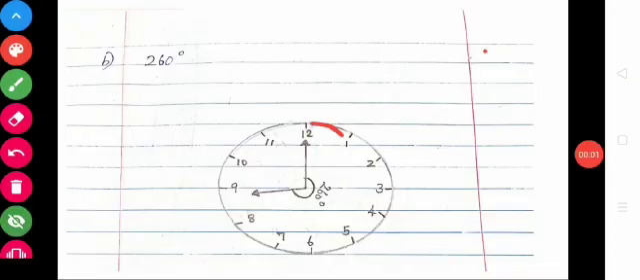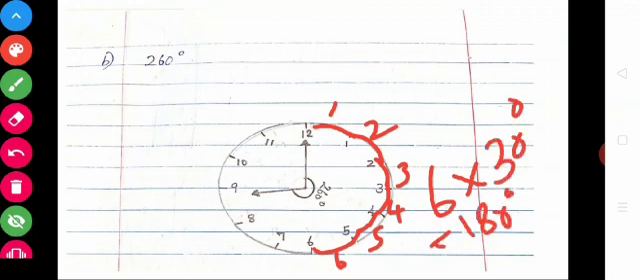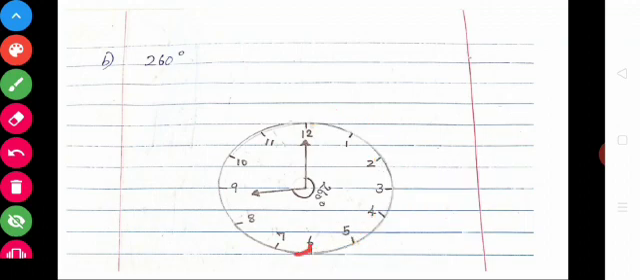One more example, 260 degrees. Start from 12. 12 to 1, 30 degrees; 1 to 2, 30 degrees; 2 to 3, 30 degrees; 3 to 4, 30 degrees; 4 to 5, 30 degrees; 5 to 6, 30 degrees. Add the 1, 2, 3, 4, 5, 6 intervals. So 6 into 30 degrees is equal to 180 degrees. And then 180 degrees plus 30 degrees is 210 degrees. 210 plus 30 degrees is 240 degrees.